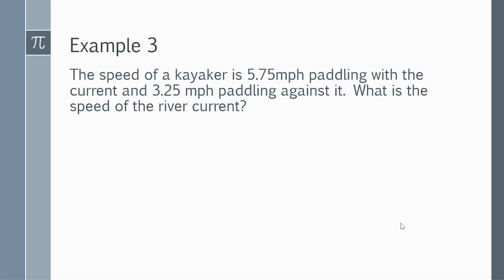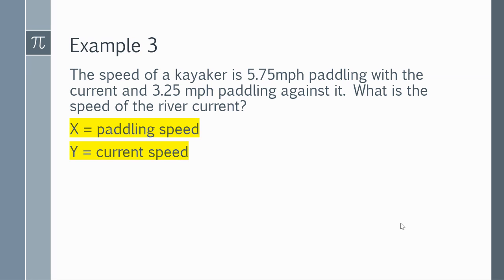If you can picture a kayaker, they are going with the current, so you have a boat and then you have them paddling, and then you have the current speed. We don't know either of those. Those are our variables. So X is our paddling speed, we'll say, and Y is our current speed, the speed of the river that they're in.